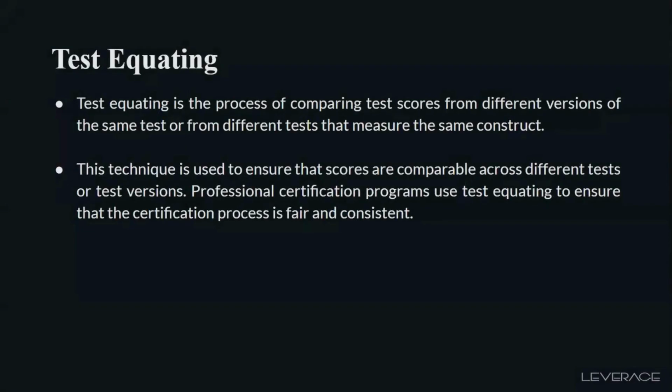Next, you have what is called test equating. Test equating is a process of comparing test scores from different versions of the same test or from different tests that measure the same construct. The technique is basically used to ensure that scores are comparable across different tests. What that means is, we mentioned one of the things that is done to ensure that your test has the required level of integrity, which we call test security.